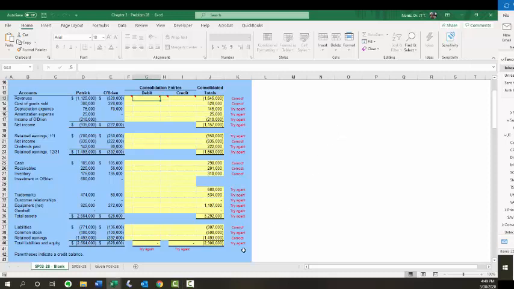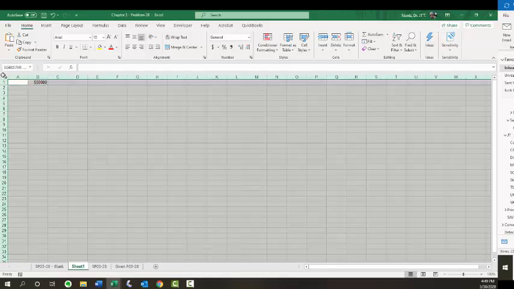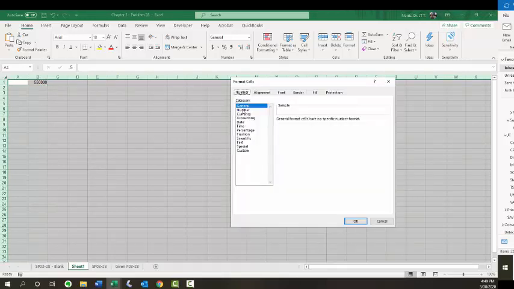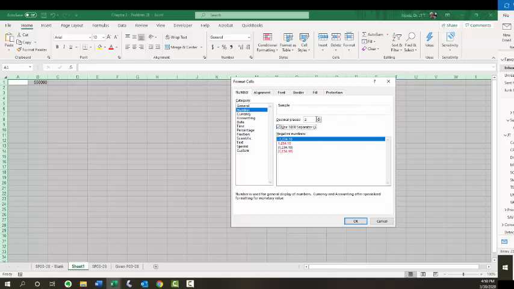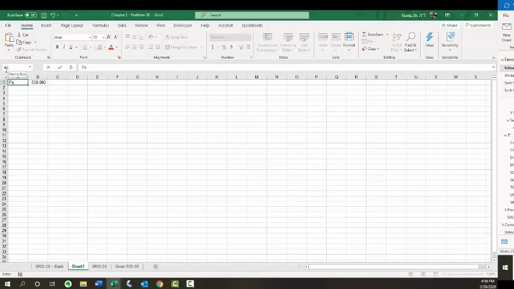So we paid $550. Book value was $350. That's an excess of 200.